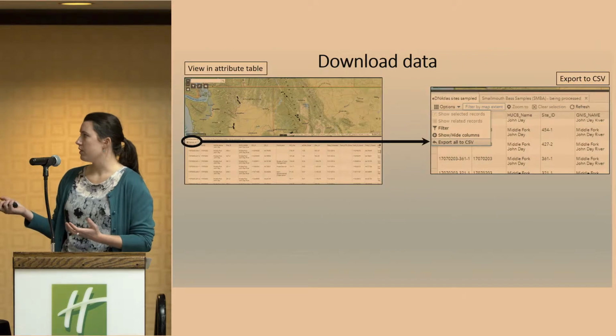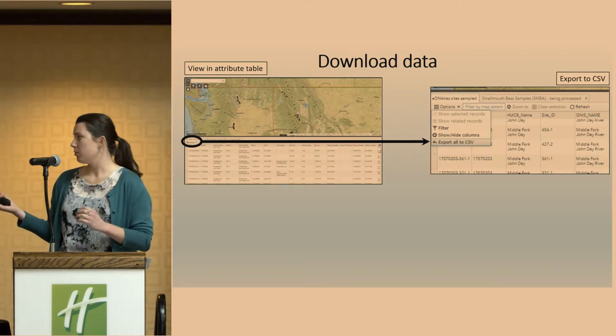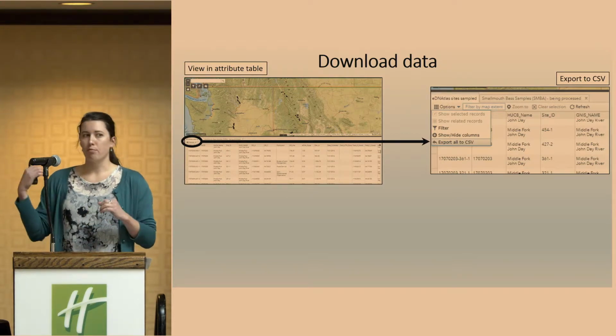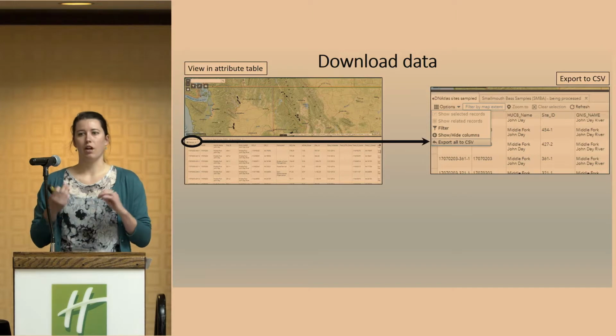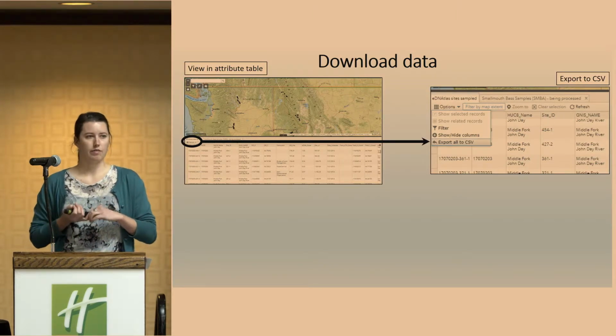Another significant feature of the atlas is that you can download data onto your personal computer. An easy way to do this is to use the attribute table, which is going to appear on the bottom of the website screen. And then in that attribute table, clicking your options and export to CSV.